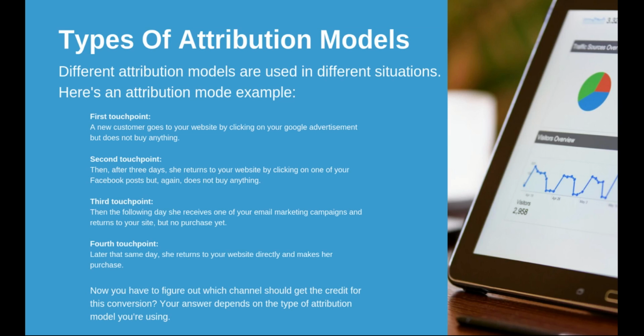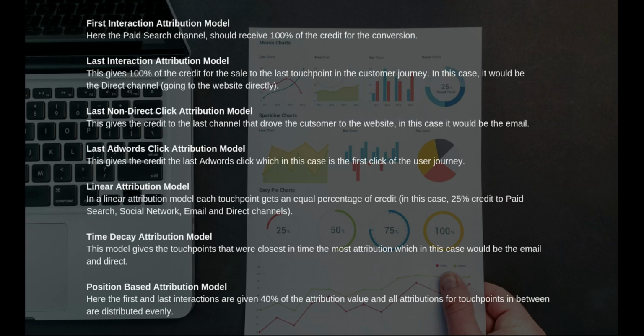So you can see the complexity of figuring out which one of those interactions the conversion should be attributed to, right? That's the ultimate question, and that's going to depend on the type of attribution model that you decide to use. There are a number of different options to work with. Let's talk a little bit about the first one.